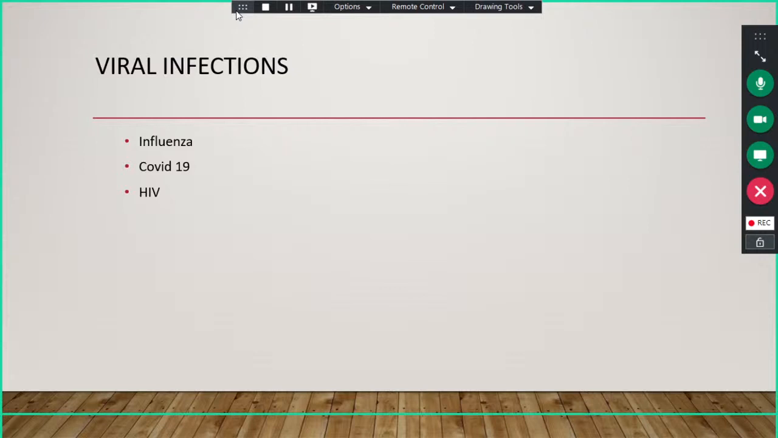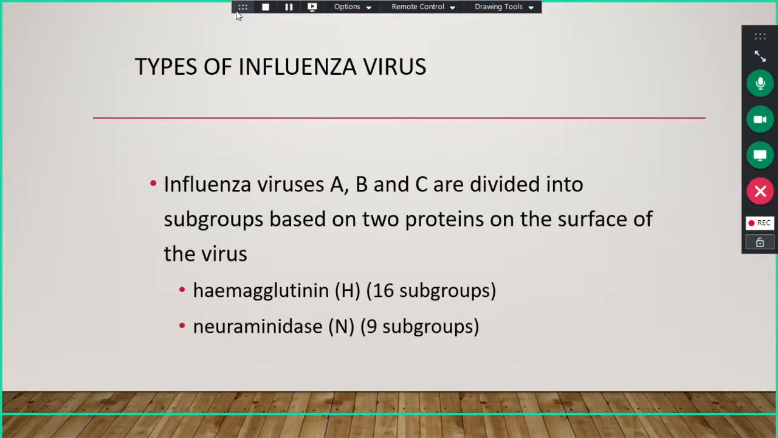So in this seminar, we'll discuss viral infections like influenza, COVID-19 and HIV. I'll discuss influenza and COVID-19, and Dr. Sanjeev Sinha, Professor of Medicine, will discuss HIV. So let us see first influenza.